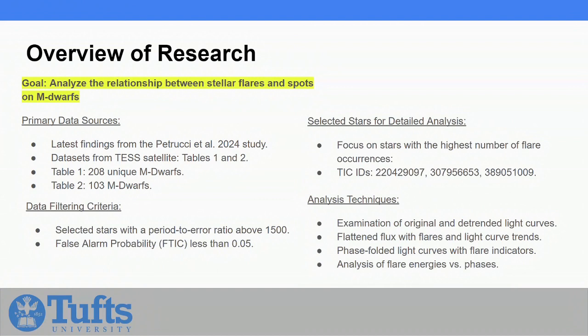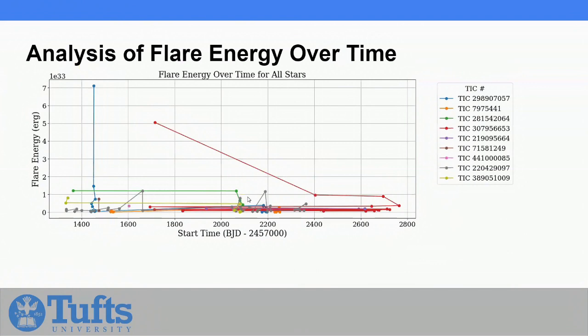and spots on M-dwarfs. As we proceed, I will share some of the key insights and data visualizations from our research, highlighting how these findings contribute to our understanding of stellar dynamics. But before we go into a detailed examination of flares and spots, let's take a closer look at our data on how flare energy changes over time for specific stars. This graph represents the flare energy for several M-dwarfs, but we'll focus on the 3 particular ones mentioned earlier.